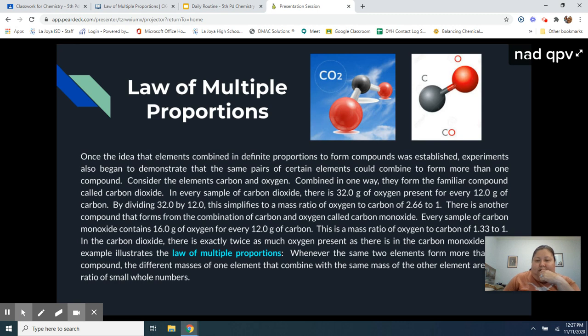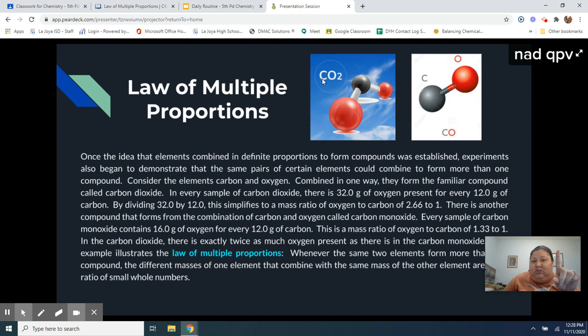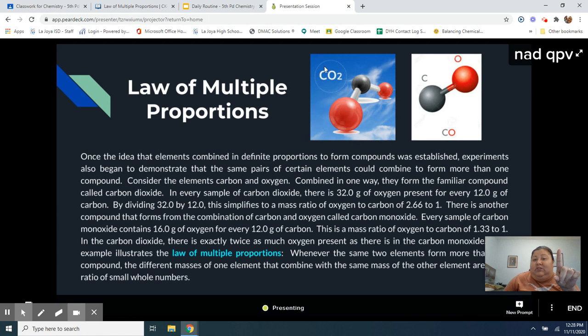Well, if you look here, you have the formula for carbon dioxide. There is only one carbon and two oxygens. Oxygen weighs 16 grams, just one of them. If you have two of them, you multiply 2 times 16. That's where this 32 grams comes from. On the other hand, one atom of carbon weighs 12.0 grams. Since there's only one in this compound, we leave it at 12.